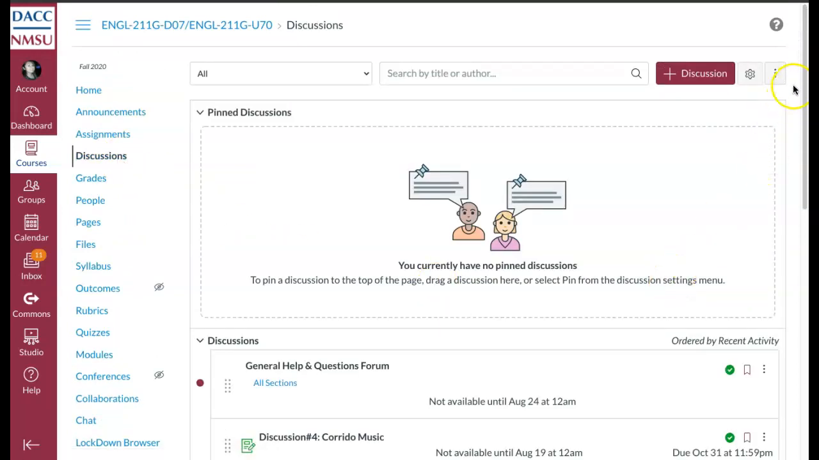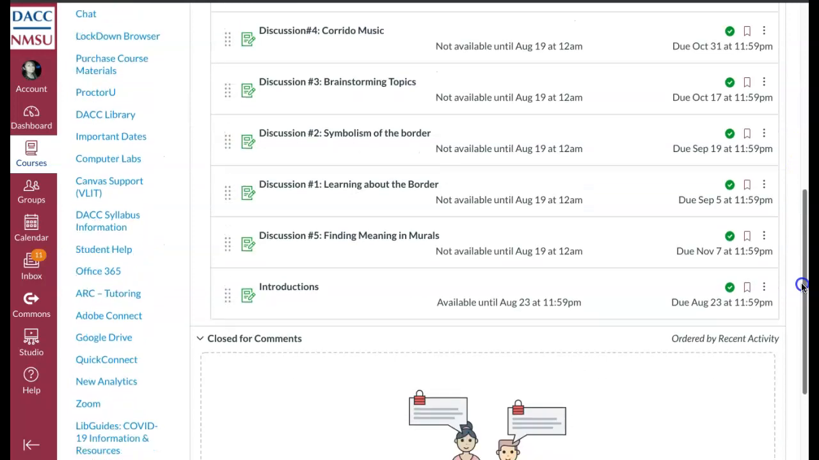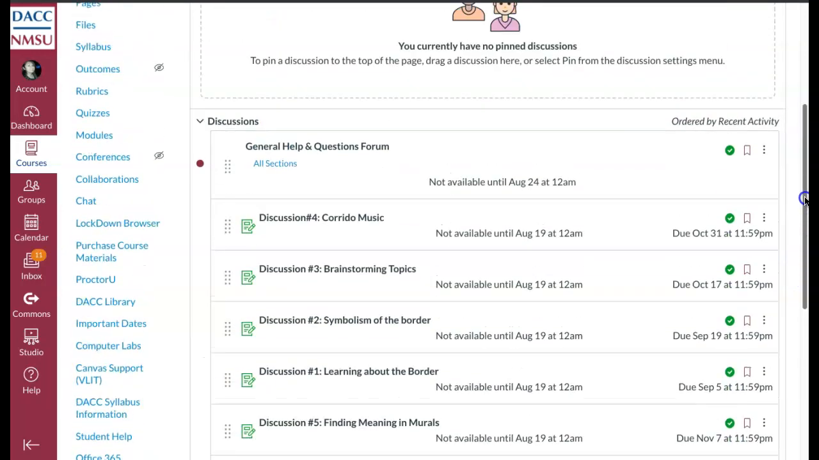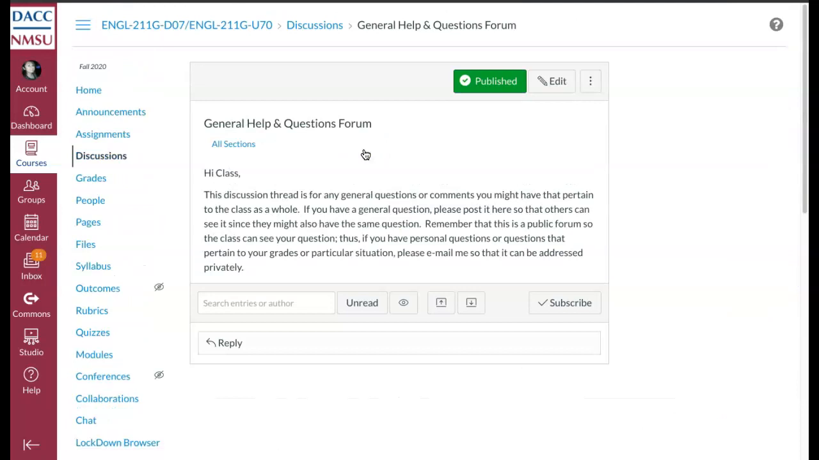So, like I said, most discussions are going to be due on Saturday, except for the one that we have this week. That one is due on August 23rd, this Sunday. But I also have this general help and questions forum. Now this is designed so that you can go ahead and ask questions about the class, about a reading, about a workshop. Basically, you can ask any question here that you think other people might also have.